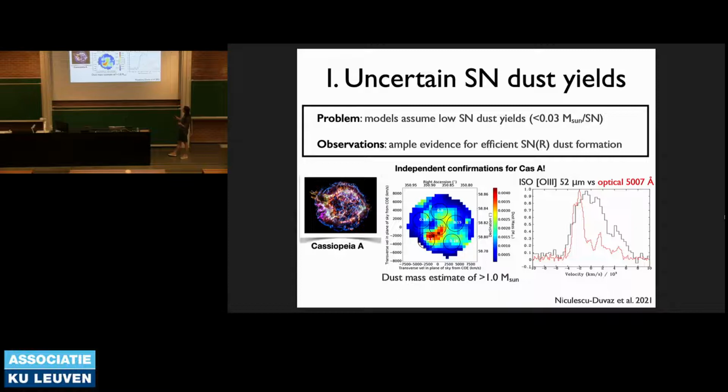And this is another study by Maria Niculescu-Duvaz. What she has done is also look at line profiles, but now comparing the oxygen III line profiles in the optical and in the mid-infrared. What you can see is that the one in the mid-infrared hasn't been affected by dust extinction, while the red one in the optical has been. So if you make the comparison between the 52 micron profile and the optical profile, you can also get an estimate of how much dust mass there is in specific locations.